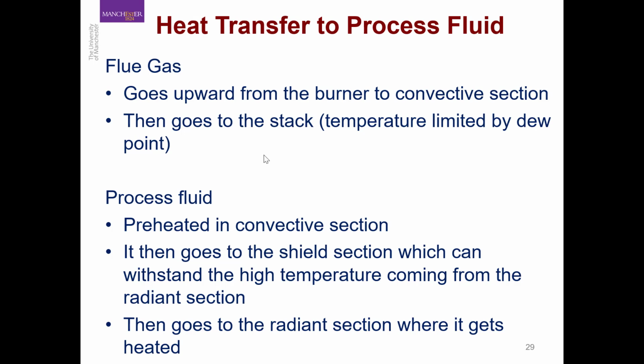Like we discussed in the previous lectures. In terms of the process fluid, normally it is moving in the opposite direction to the flue gas, so you have a countercurrent flow pattern. The preheating of the process fluid happens in the convective section, and then it moves down to the shielding section, and then finally the radiant section. What I explained here can be better explained with the help of a figure.